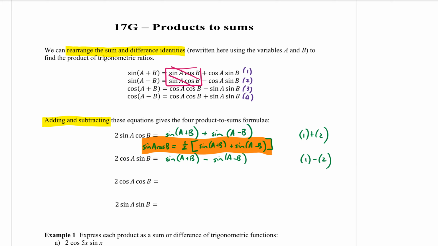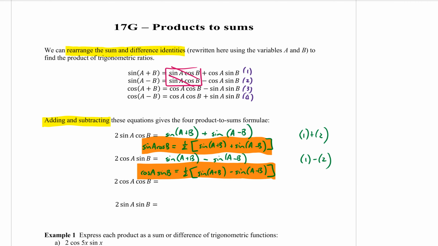Just like I did last time, I'll divide the 2 across, which will be cos A sine B equals half of sine A plus B minus sine of A minus B. Okay, it's formula number 2.